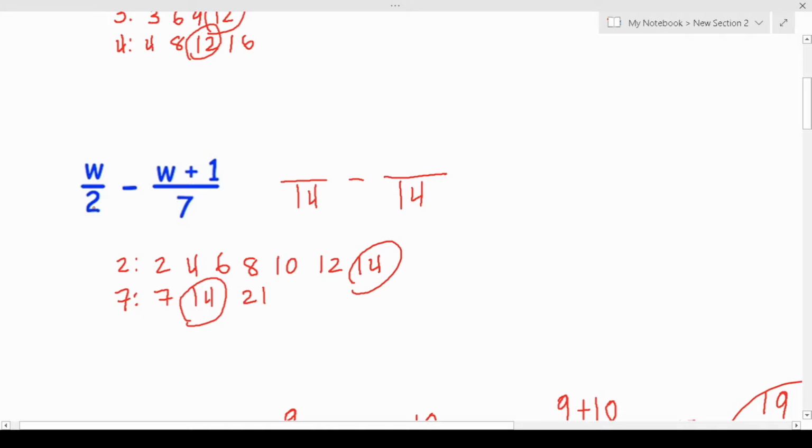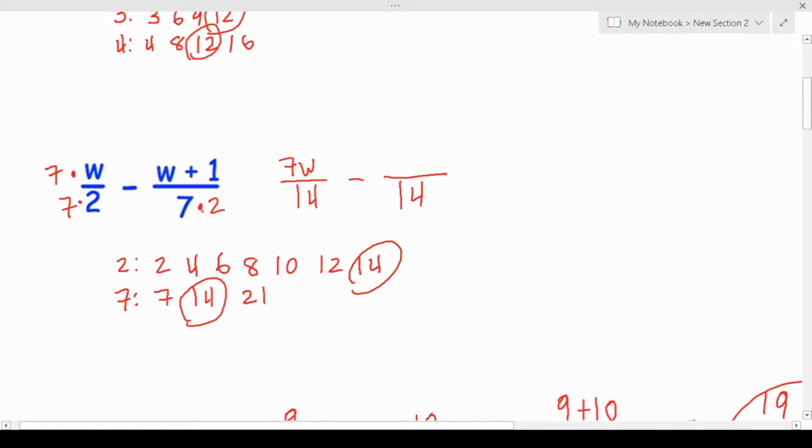Okay. In order to make 2 into 14, we have to multiply it by 7. Given that 7 times 2 is 14, we're also going to have to do that to its numerator. 7 times w is 7w. In order to make 7 into 14, we have to multiply it by 2.